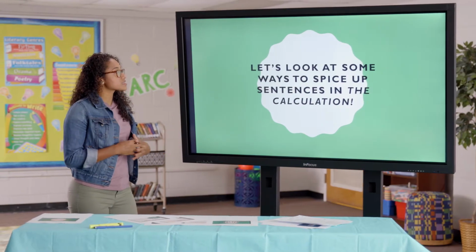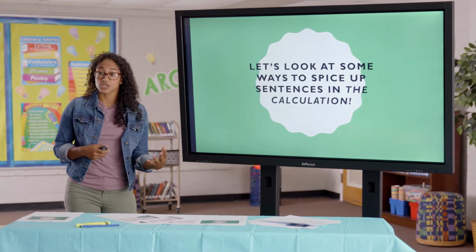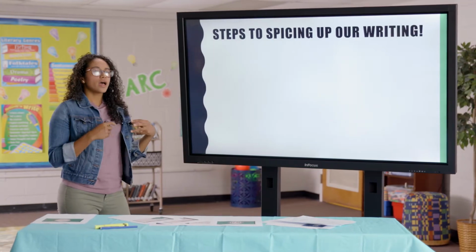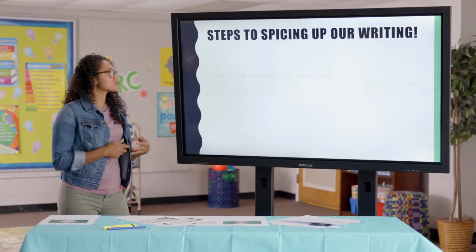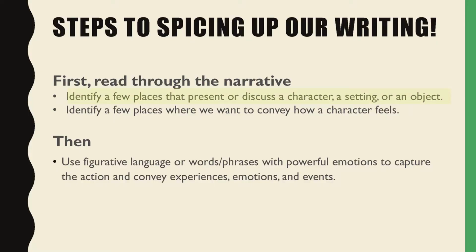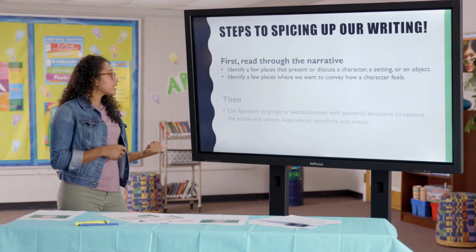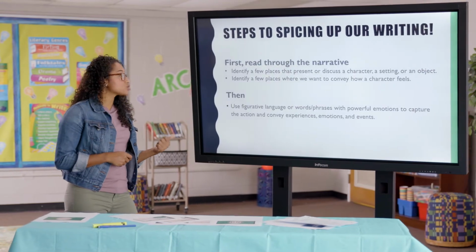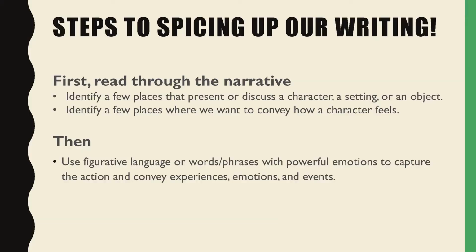Now, let's look at some ways to spice up sentences in the novel. And pay attention because you're going to follow some of these same steps when you go to spice up some of your writing. So we're going to take these steps to spice up our narratives. First, I've read through the narrative and I've identified a few places that present or discuss characters, a setting, or an object, or a few places where I might want to convey how a character feels. Then I'm going to use some figurative language or words or phrases with powerful emotions to capture the action and convey experiences, emotions, and events.